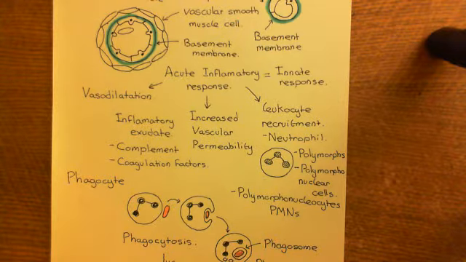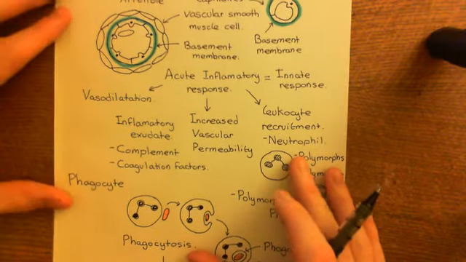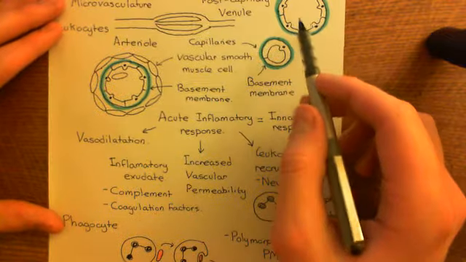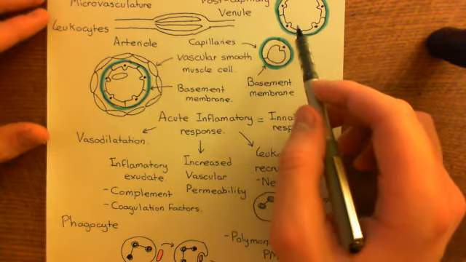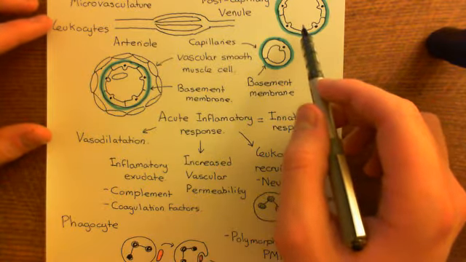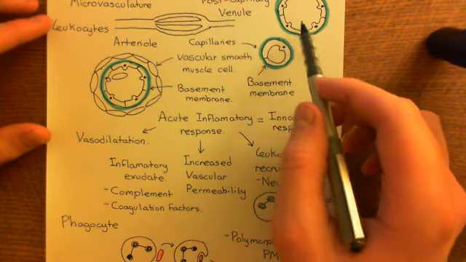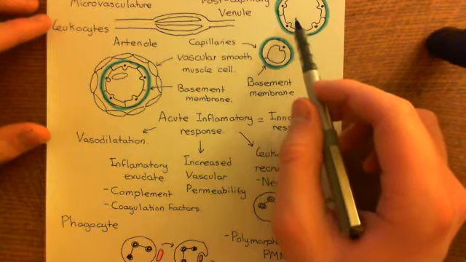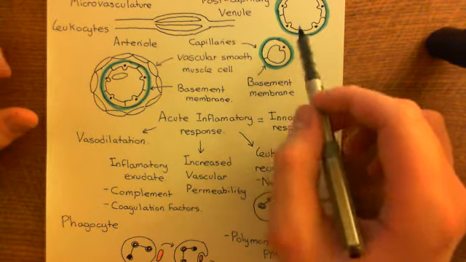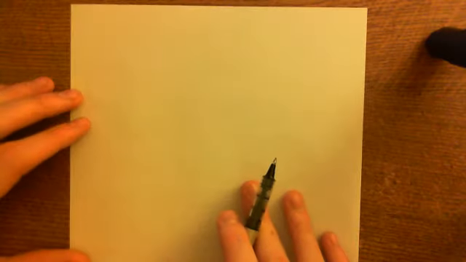Then you're also going to get leukocyte recruitment, and this will occur in the capillaries and the post-capillary venules. So the endothelial cells will become sticky for leukocytes, basically, and the first leukocyte that you're going to start recruiting is the neutrophil. So neutrophils will come and stick onto endothelial cells in the capillaries and the post-capillary venules, and then what will happen is a process known as diapedesis, which I'll just summarize.